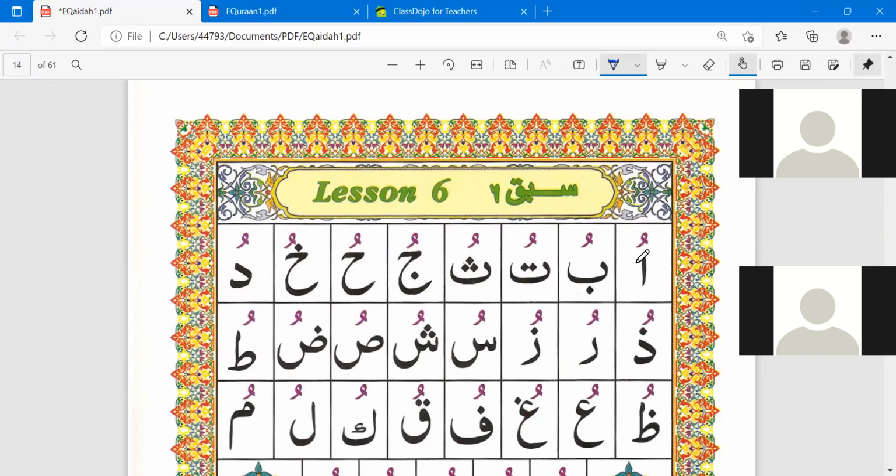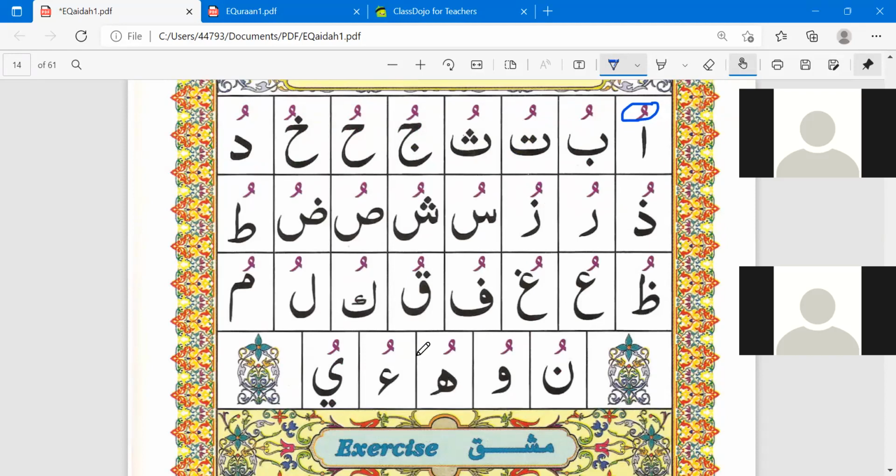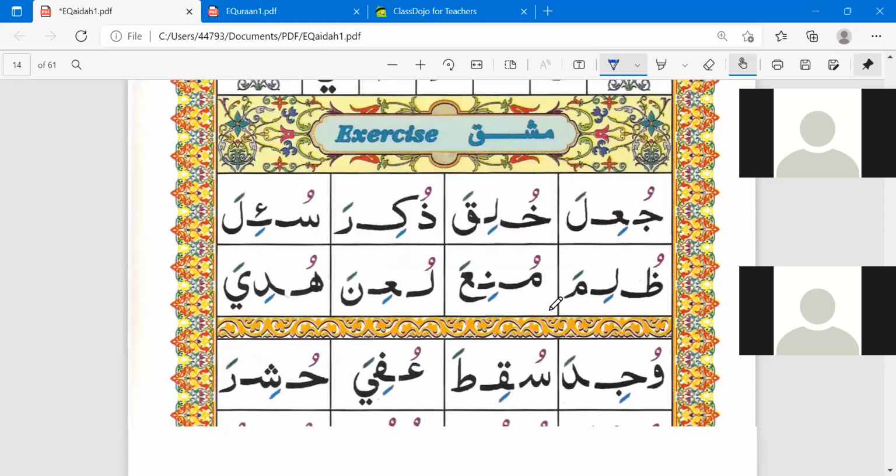Haraka, dhamma, U. So anytime we see this sign, our mouth needs to be a circle. U. Bu, U. Tu, U, tu. Fu, U. Ju, U. Ho. Do. Lu, wu, and you, because I've seen the dhamma. If you see dhamma, make sure your mouth is a circle. If you see fataha, make sure your mouth is open. If you see kasra, make sure you show your teeth.